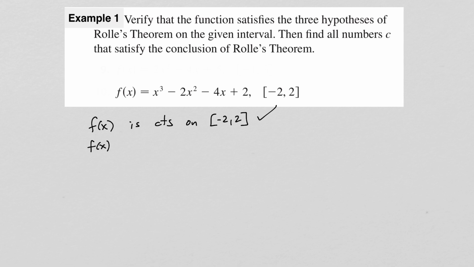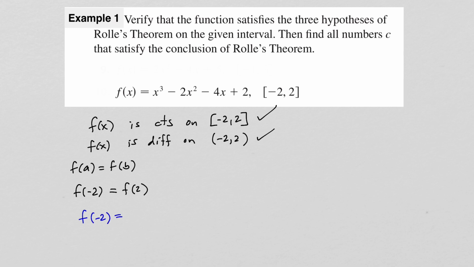Secondly, f of x is differentiable on the open interval. Yes, this is also true because polynomials are differentiable everywhere. And the third thing we need to show is that f of a is equal to f of b, which in this case means f of -2 is equal to f of +2. So let's go ahead and plug those in to verify.